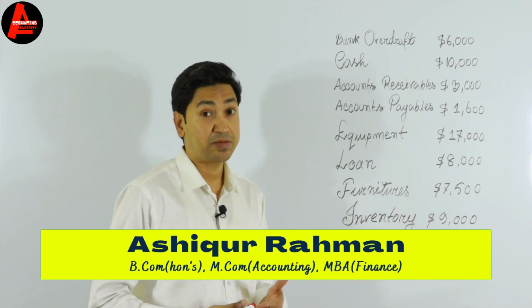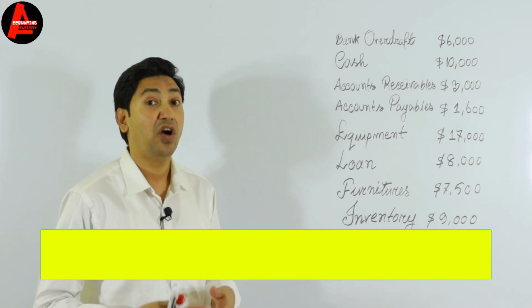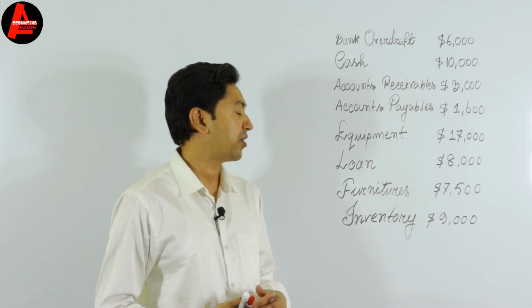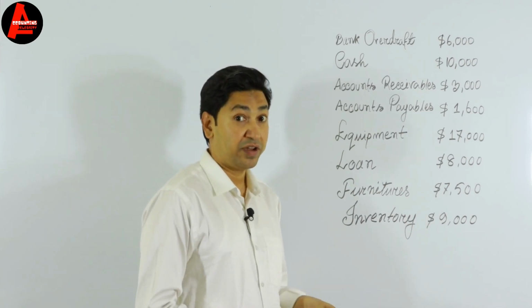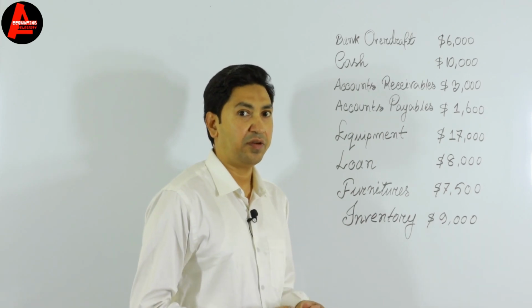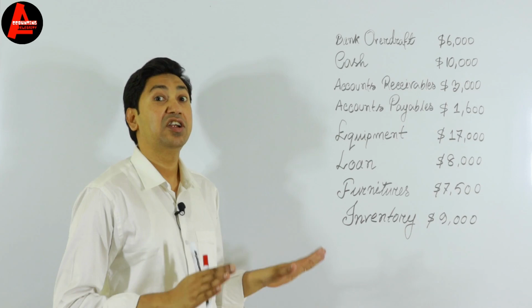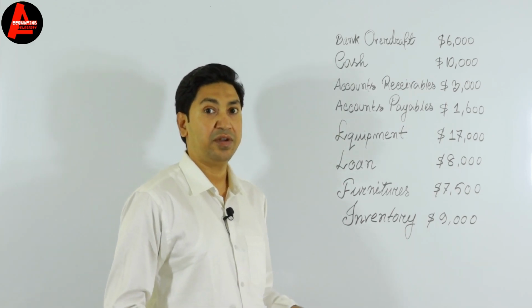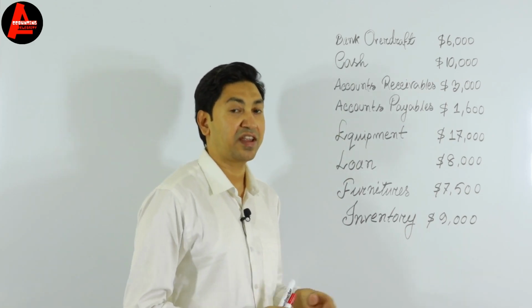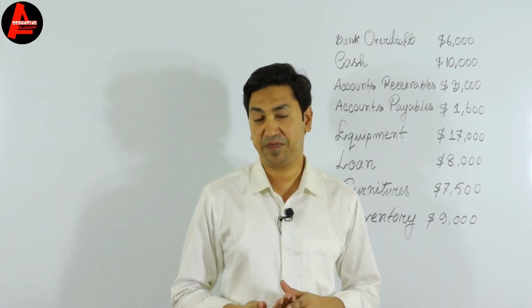So you know there are two types of assets. One is current asset and the other one is non-current asset or fixed asset, whatever you call. Same thing, two types of liabilities, current liabilities and non-current liabilities. Everything is given here.